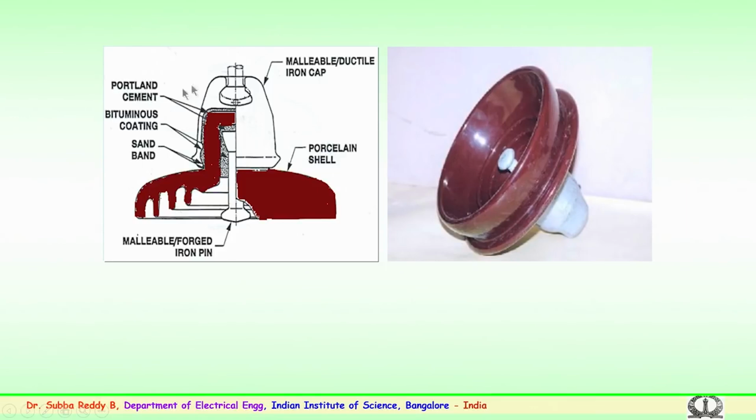So these are basically the important information about the ceramic insulator. This is a cap, this is a pin, and this is the shell of the insulator, or the creepage from the pin to the cap end.